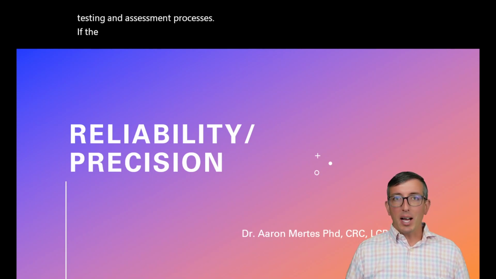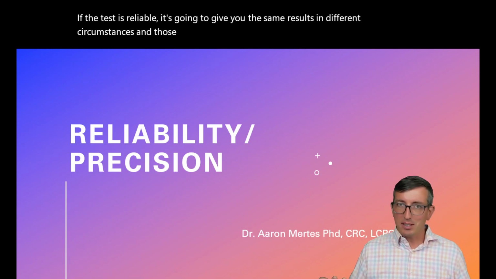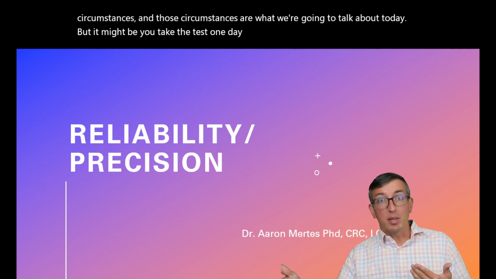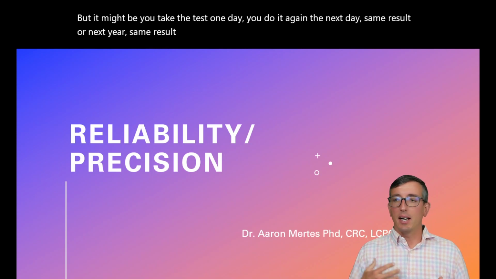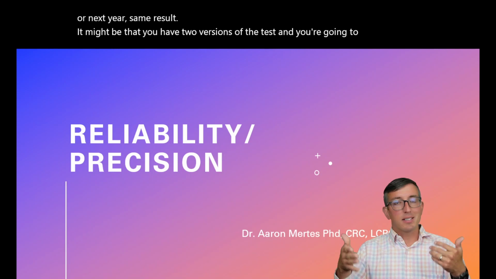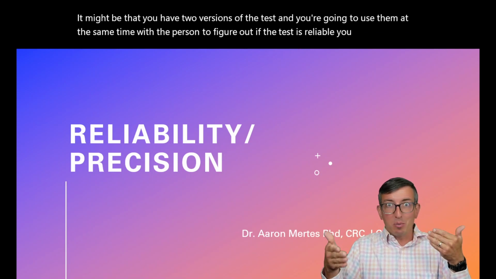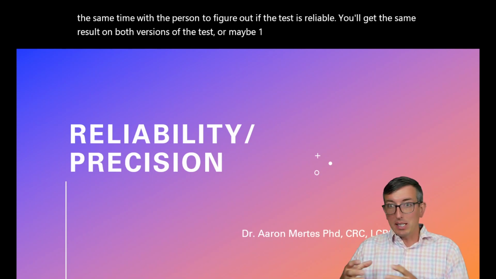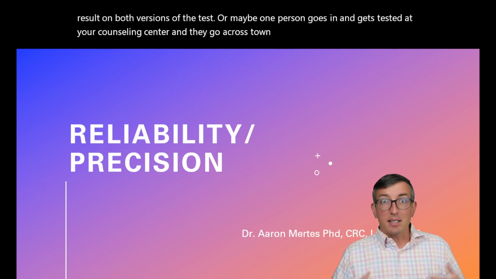If the test is reliable, it's going to give you the same results in different circumstances. And those circumstances are what we're going to talk about today. It might be you take the test one day, you do it again the next day, same result, or next year, same result. It might be that you have two versions of the test and you use them at the same time with the person to figure out if the test is reliable, you'll get the same result on both versions of the test. Or maybe one person gets tested at your counseling center and then they go across town and they get the same result.